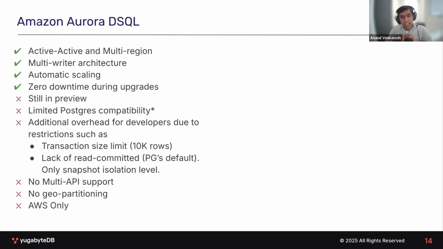There is some additional developer overhead due to some design choices, like the 10K row limit and snapshot isolation level only support. We will discuss this in detail in the next slide. This service doesn't support a multi-API as of now. It supports only the Postgres API. DSQL doesn't support geo-partitioning. Again, data locality or data residency use cases are not supported out of the box. Applications or developers need to manage this at the application layer. It supports AWS only. So for users who are building cross-cloud applications or private cloud or on-prem applications, this service may not be a good fit.